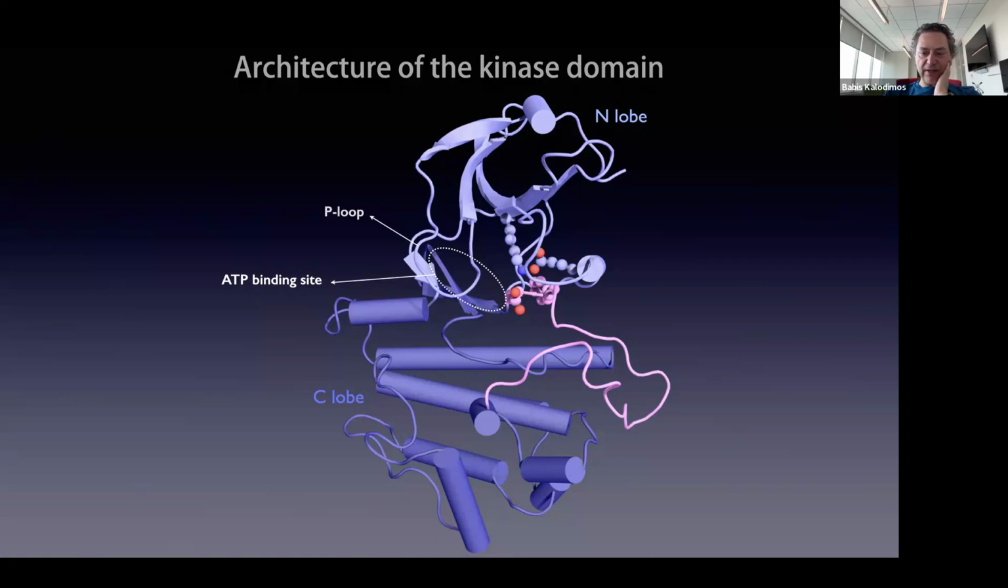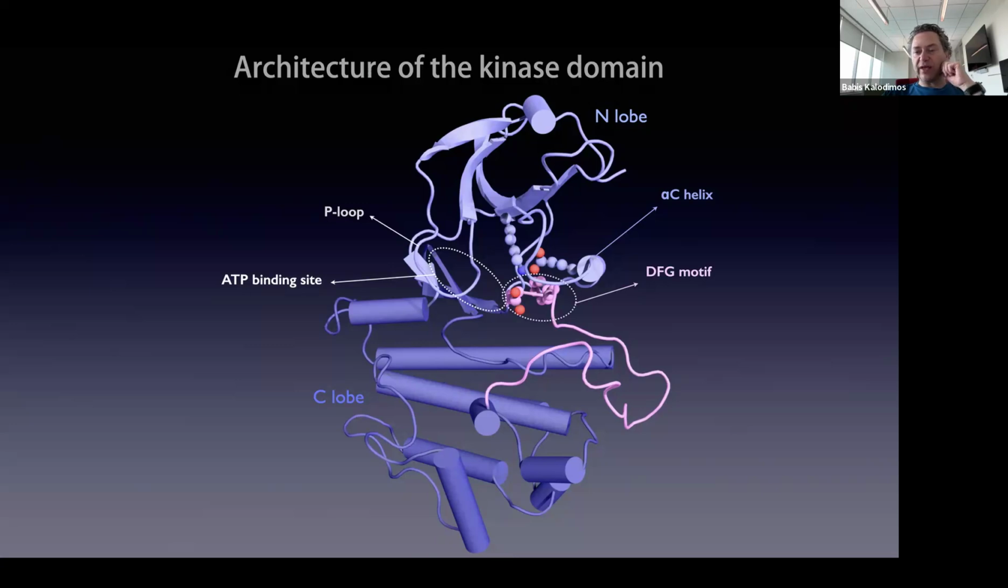The ATP binding site. And then we have this helix called the alpha C helix. That's very important because, as you can see, we have a glutamate that emanates from the alpha C helix and forms a salt bridge with this nearby lysine. That's very important because it stabilizes the orientation of ATP that is required for the chemistry to happen, the hydrolysis of ATP and the transfer of the phosphate group to the substrate.